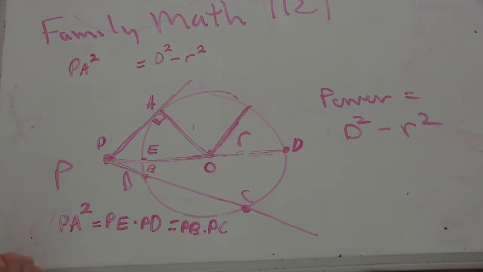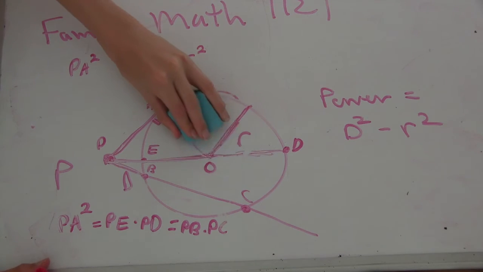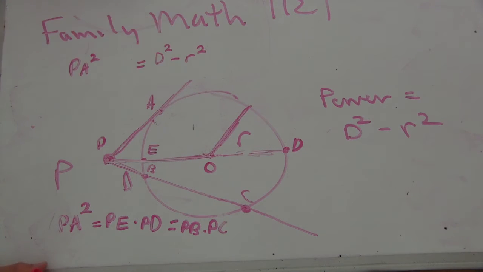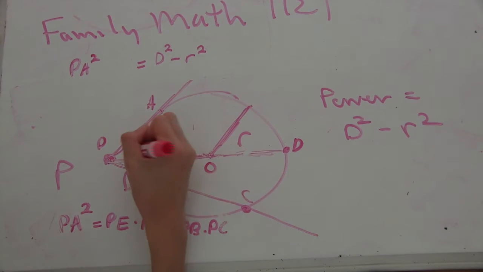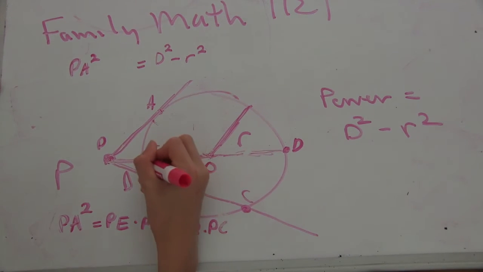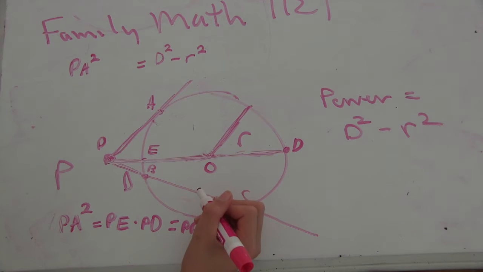Okay, great. So maybe I will erase this other radius here. So now we're looking at this distance, PE, times PD. PE times PD.